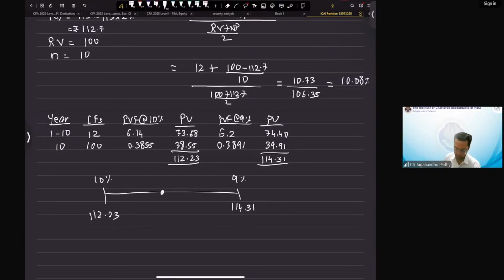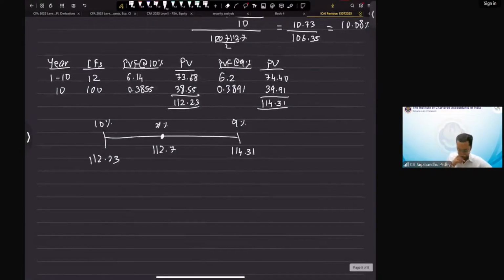This is the rate, this value is something that we want as 112.7. We want the rate. So percentage, we're looking at the rate and PV.